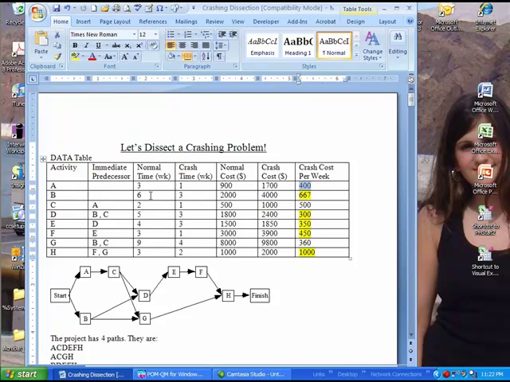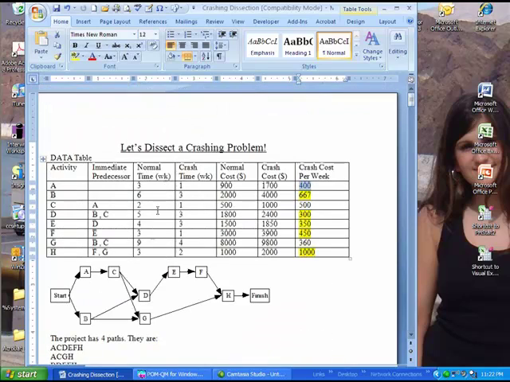Similarly, B, normally we can do it in 6 weeks and it would cost us $2,000, but if I want to get it done in 3 weeks, it will cost me $4,000. So the additional $2,000 of cost divided by the 3 weeks that I'm going to save will be $667, and so on and so forth.